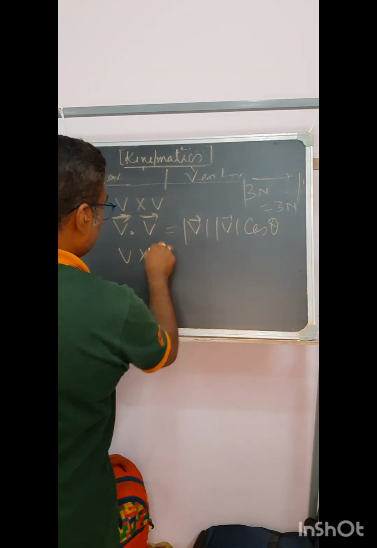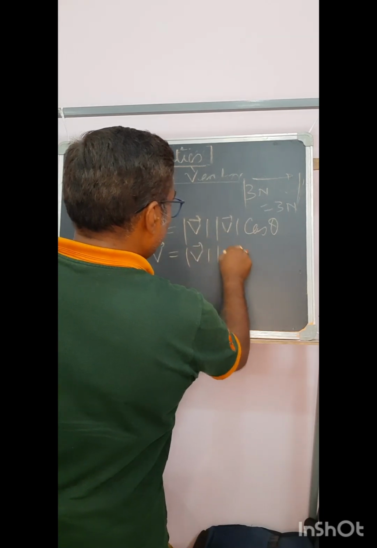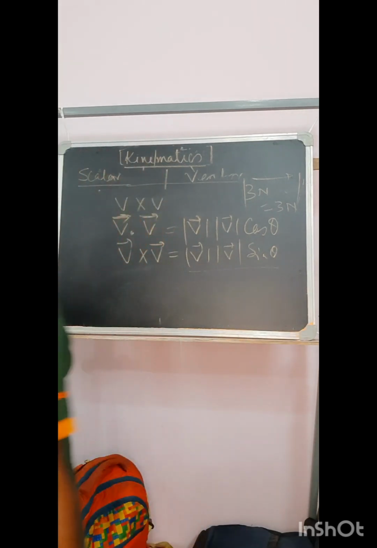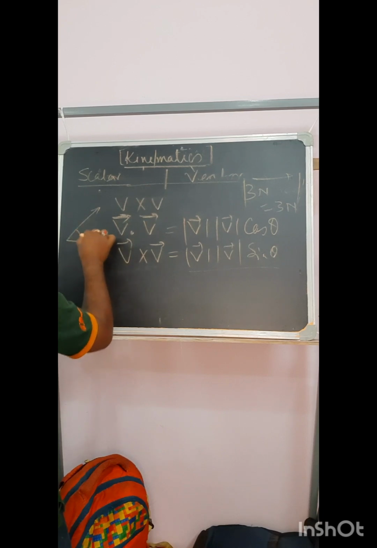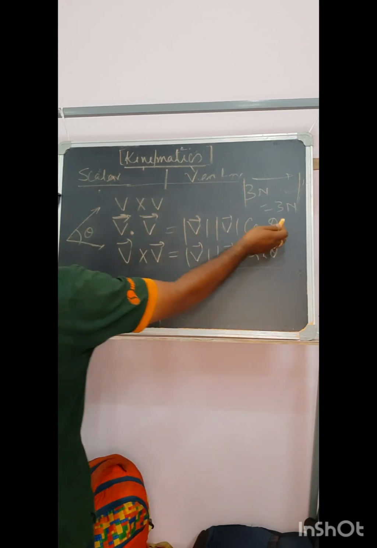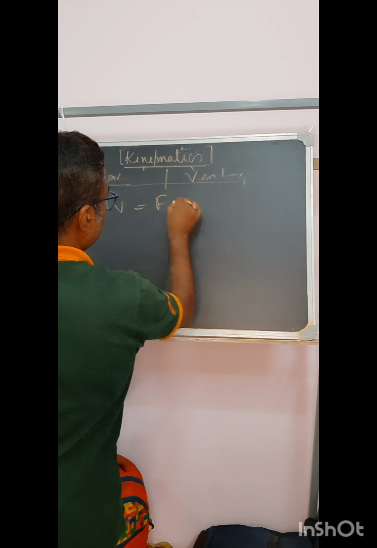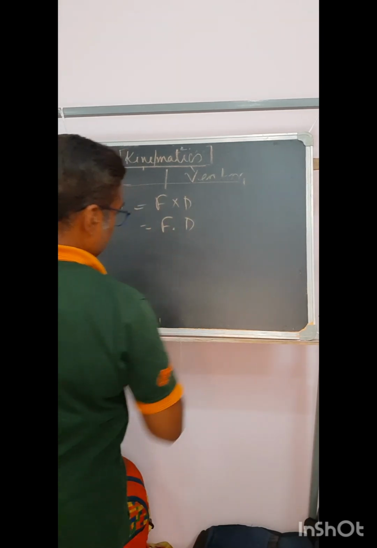And there is another product, that is the cross product. If we do the cross product of V vector and V vector, it will be accompanied with a sin theta. Theta is the angle between those vectors. Accordingly, if it is a dot product, that will give you cos theta. As I am describing, work done is the multiplication of force and displacement.